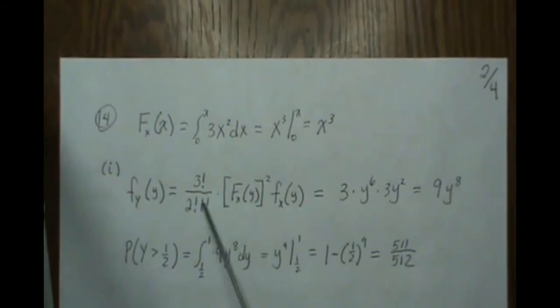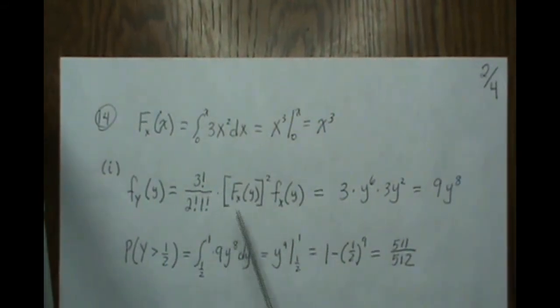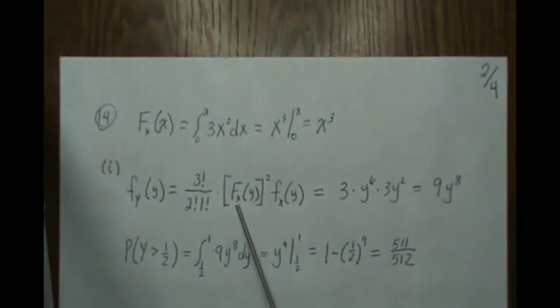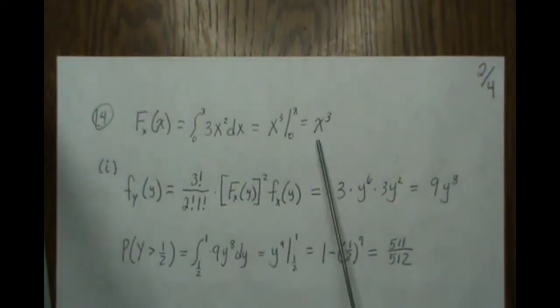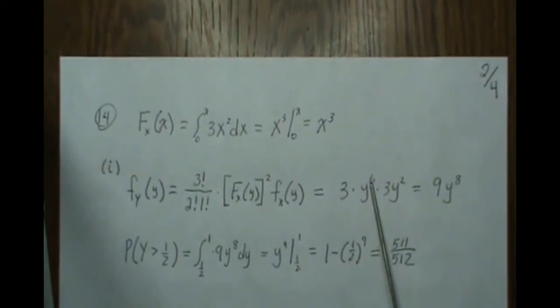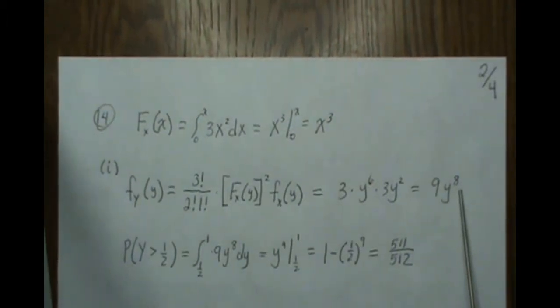And then we just plug in the appropriate things. So this boils down to 3 times f of x, but plug in y, and then square it, you get y to the 6th, and then this is just 3y squared. So this becomes 9y to the 8th.